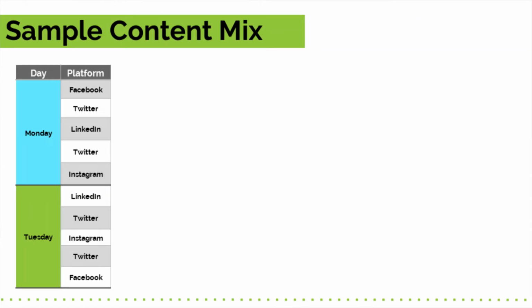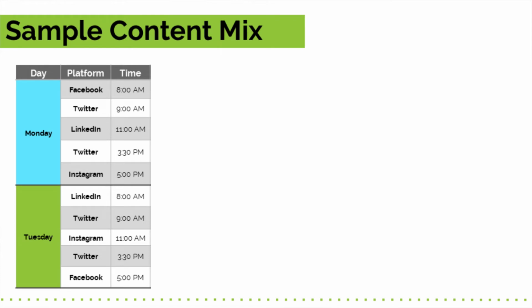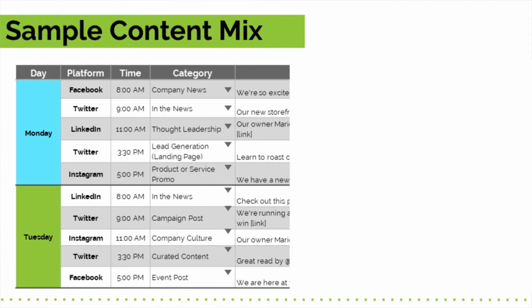Let's say you own a coffee shop. Here is how you might schedule your posts for Monday and Tuesday. Assuming that you post on Facebook once a day, Twitter twice a day, LinkedIn once a day, and Instagram once a day, this is how your content calendar would look. You would list the times that you plan to post next to each platform, and then the category.